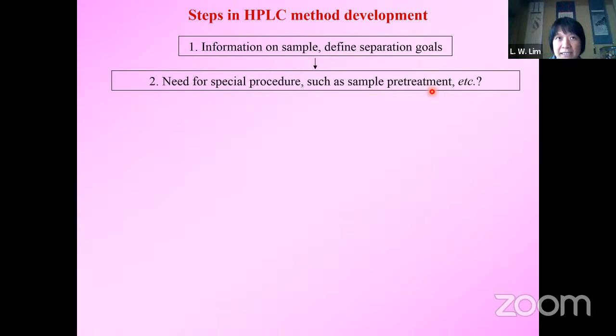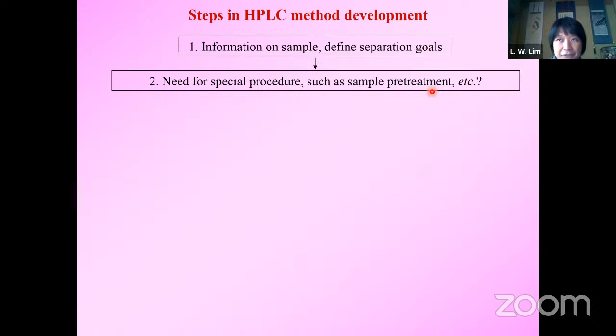This kind of procedure, sometimes you have to follow the standard method if you're in the QA department, I mean, quality assurance. Most companies, like a drug company or a food company, must have a QA department to make sure the quality of the drugs and the quality of the food is up to the standard.